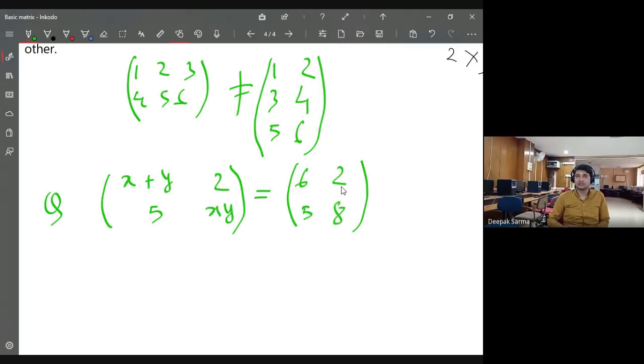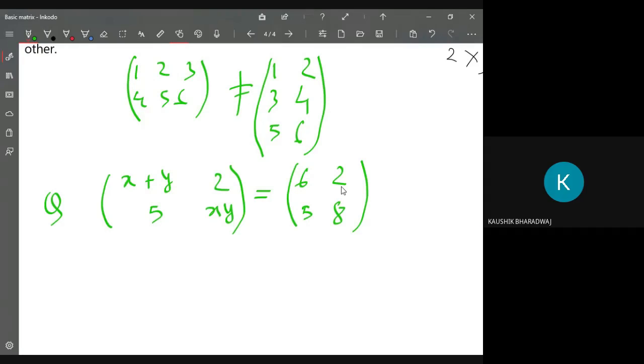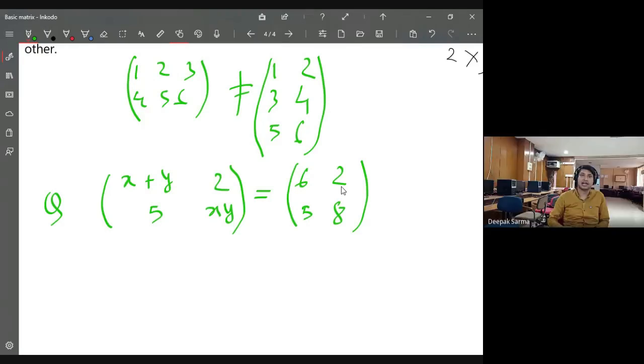So what is the question? What should be the question now? Find the values of x and y. So I have given that the two matrices are equal. Here some unknown quantities are there, x and y. 2 is equal to 2. Of course, if here I have something other than 2, then they are not equal. I must write 2 and 5 here. I can write any number here, 6 and 8, replace them by any number. It's fine. I can find the values of x and y. But 2 and 5 must be there.